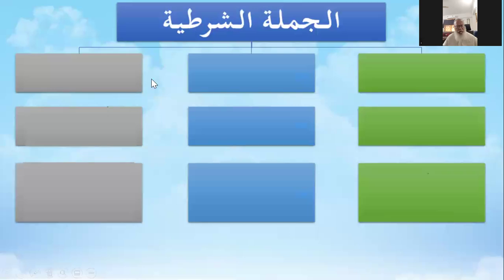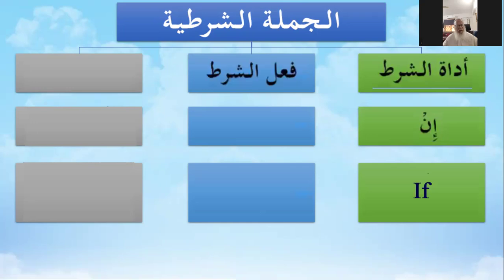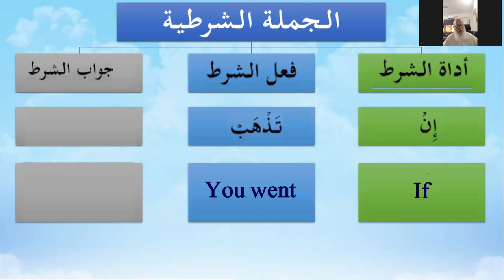The next topic is jumla shartiya. It has 3 things. One is called adatul shart, that is the harf shart, just like in. And the second is the shart, the condition, that is called fi'lul shart, just like azhab. And then comes the jawabul shart, meaning the condition's answer. So the jumla shartiya may have three parts: adatul shart, fi'lul shart, jawab.